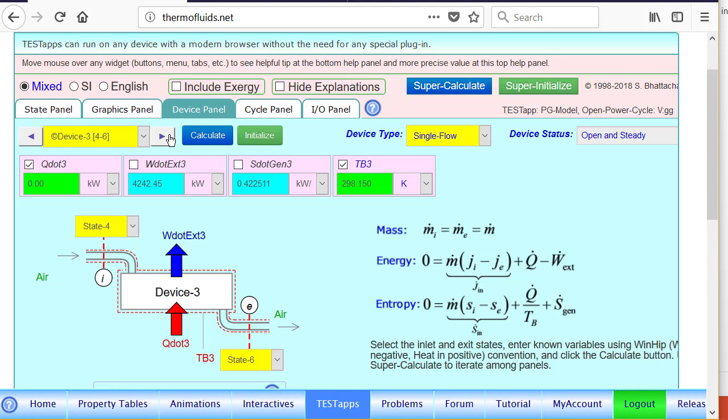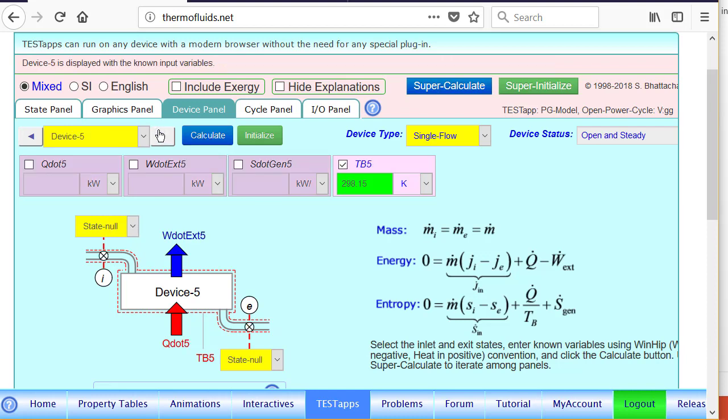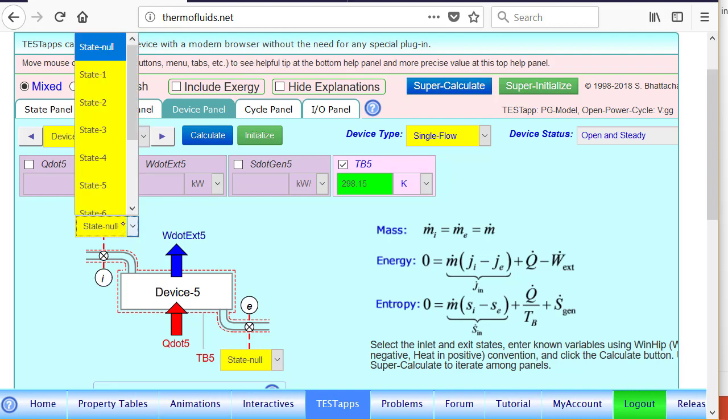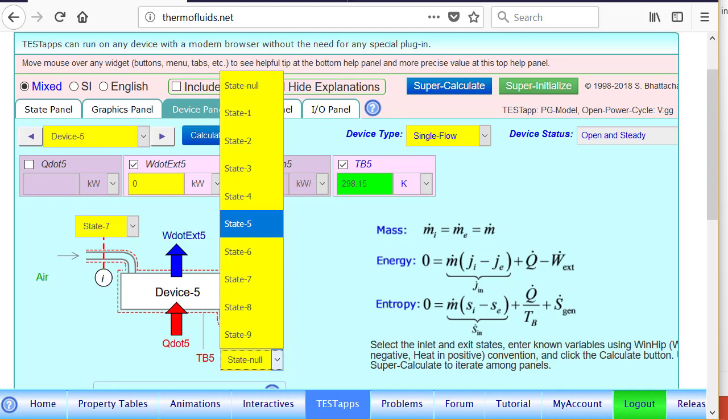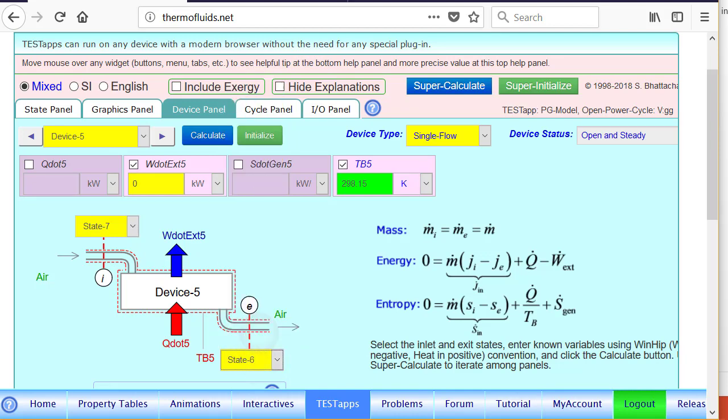Let's go to device 4, which is a reheater now. So device 4 is going to work between 6 to 7, and no work transfer. So this is our reheater. And device 5 is our second turbine going from state 7 to state 9. 7 to 9 is the turbine and the heat transfer is 0, so output is found.